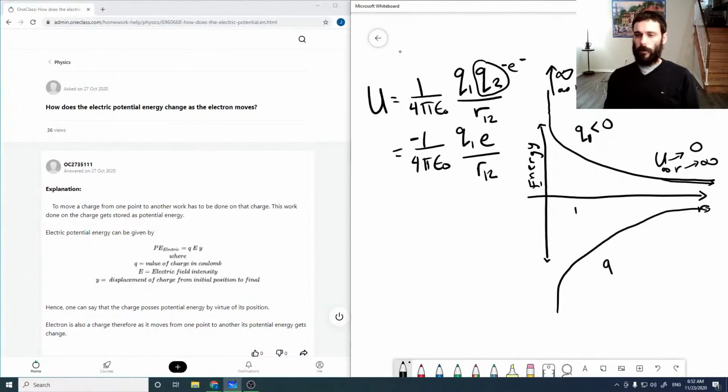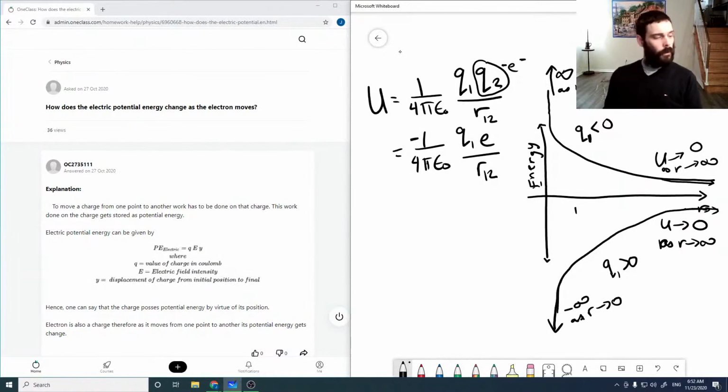On the other side, if Q is greater than 0, so we have a positive particle, then this goes to negative infinity as R goes to 0, as they want to be as close together as possible. But then the energy still goes to 0 as R goes to infinity. So these two will eventually meet each other as R goes from 0 to infinity. So that's one way of looking at it.